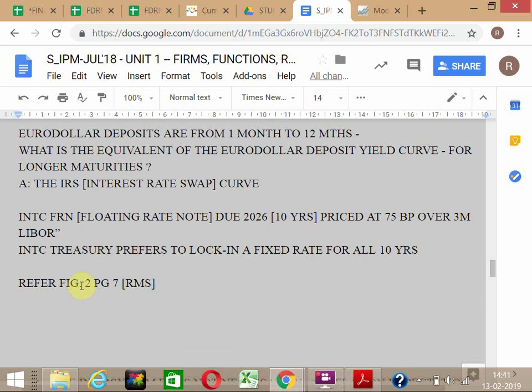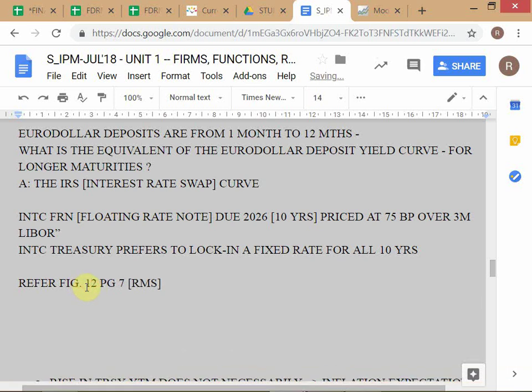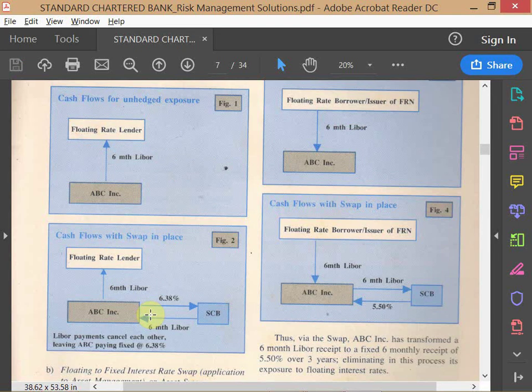Now, where were we? Figure 1 and 2. So, 6-month LIBOR, replace it mentally with 3-month LIBOR. ABC, replace it with Intel. And the floating rate lender is the consortium that has bought their FRN. Normally FRNs will be sold to investors. This is not a loan actually. It's a debt capital market issue. So let's think of them as the floating rate lenders, the group of investors that has bought the FRN.